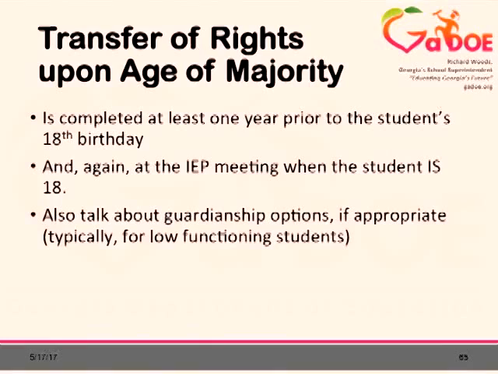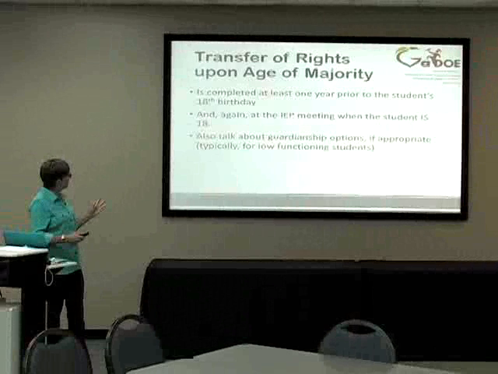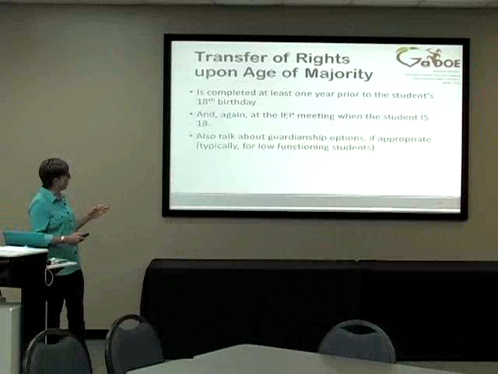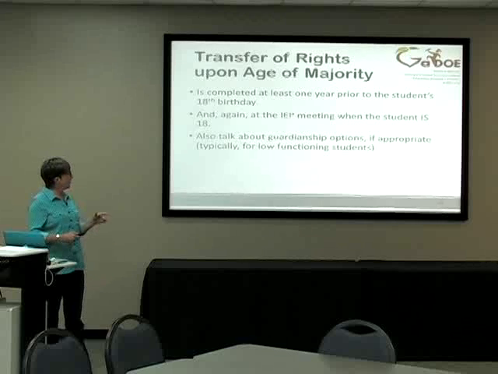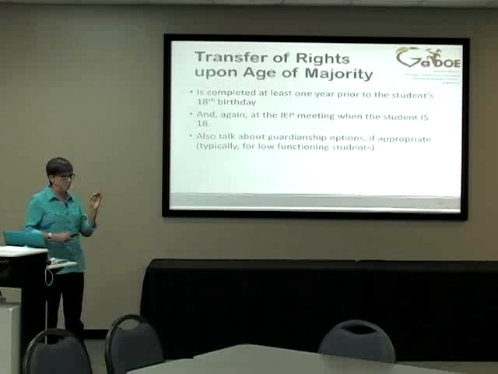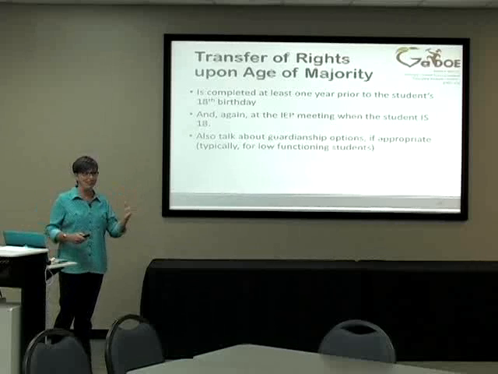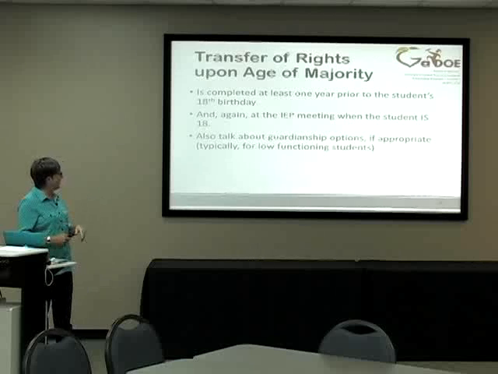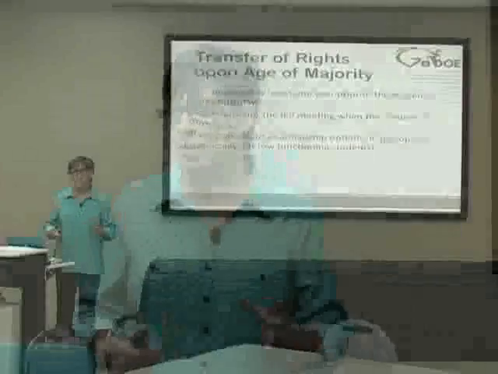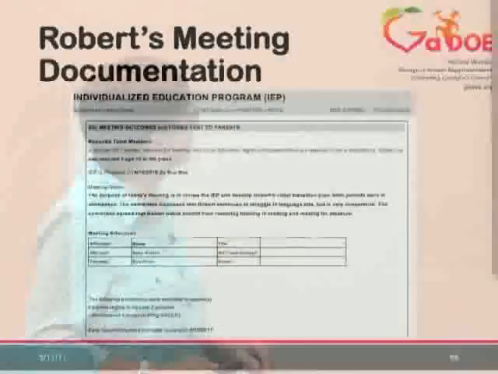And then again, we've talked about this briefly before, and I'll just restate it: talking about transfer of rights, this is completed at least 1 year prior to the student's 18th birthday. Actually, that's probably a misnomer. It should be completed prior to the student turning 18, not necessarily at least a year. And then again, when the student is 18. Talk about guardianship options very lightly, but be prepared to share information with parents as to where to go to find more information about guardianship options.